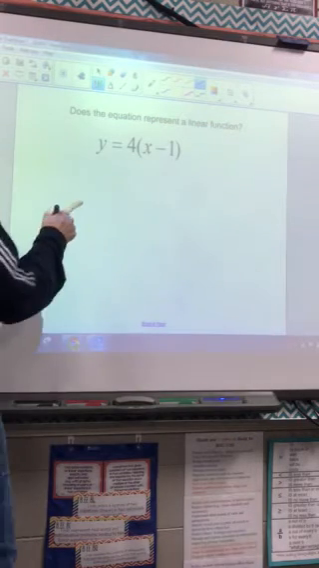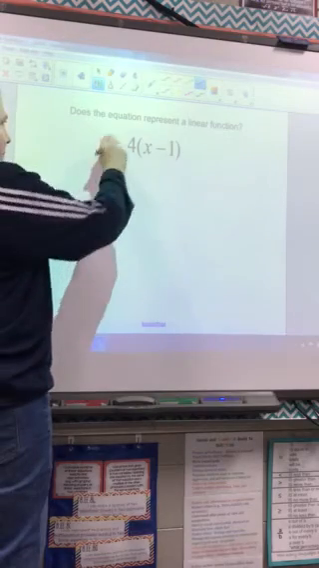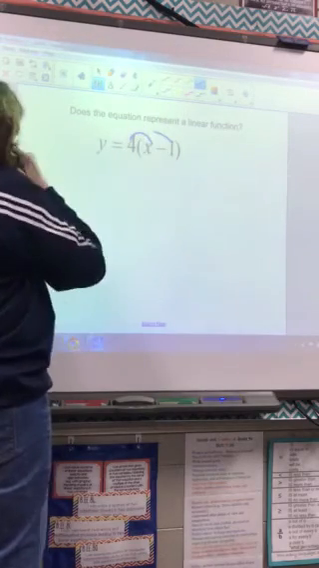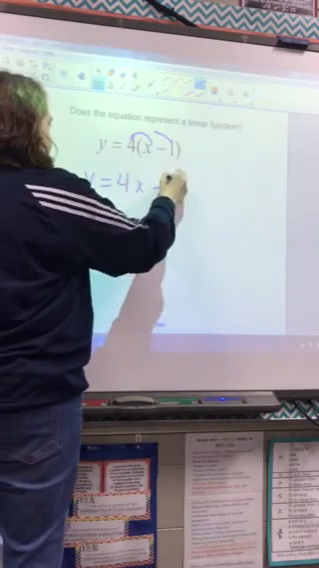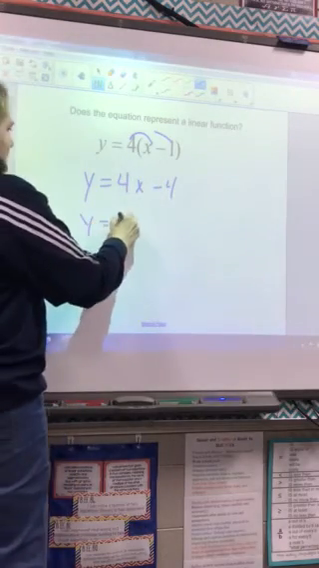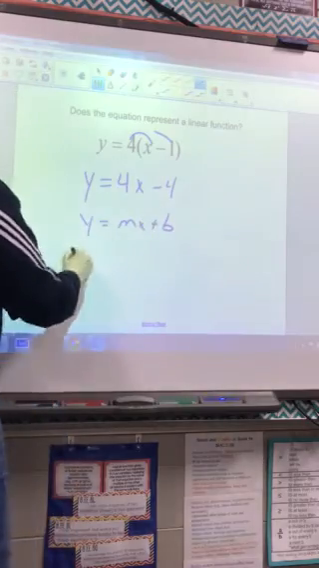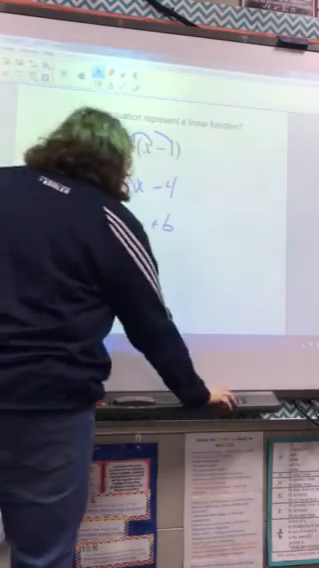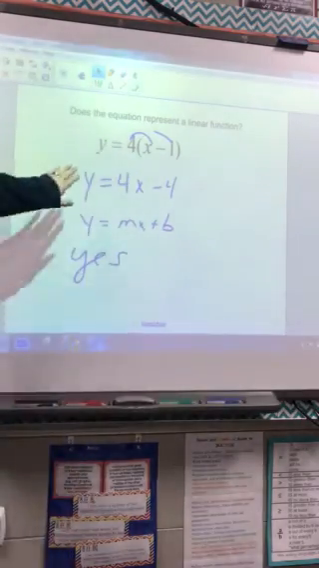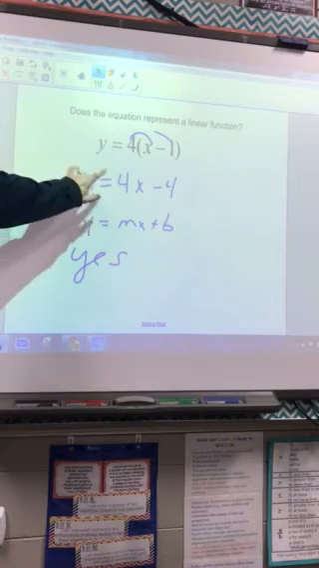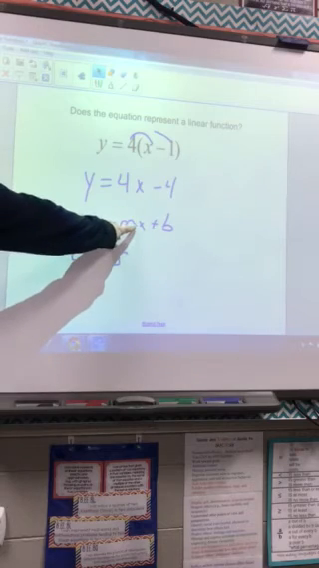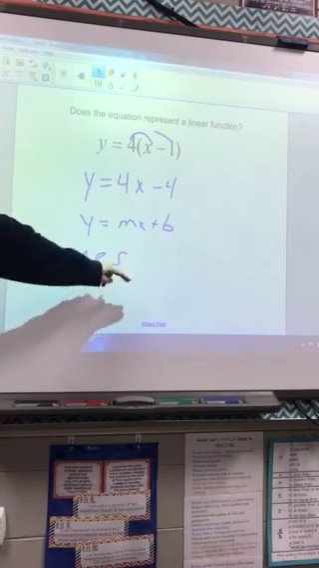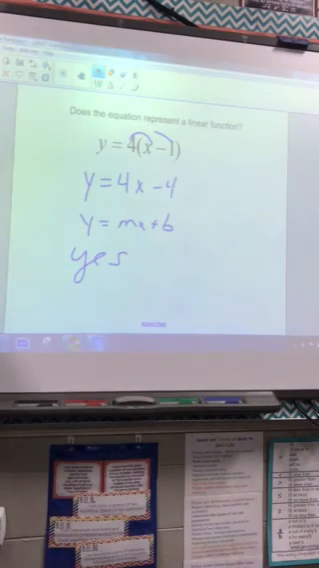Does this represent a linear function? I think it does, but I'm going to multiply it out just to make sure it looks like my form. y equals 4x minus 4. Oh yes, that looks like y equals mx plus b. So yes, it is. So to figure out if it's a linear function, if you have a y and your x, can you get your y by itself with your x in a numerator? If your x ends up in a denominator, it is not a linear function.